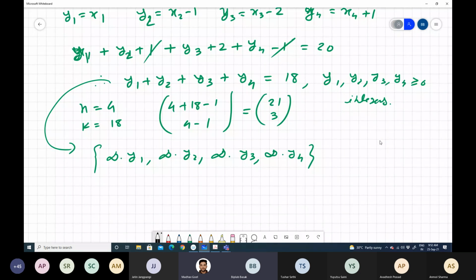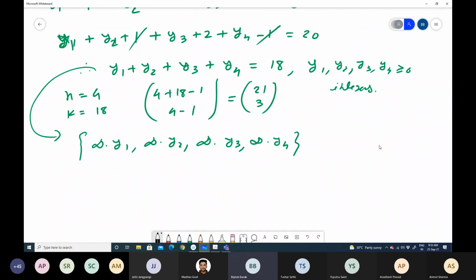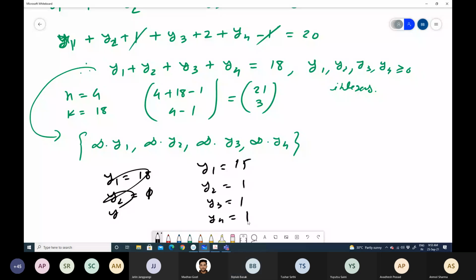So sorry. Okay. Good. So what does it mean? See, here you have non-negative integers, right? And you are taking their sum equal to 18. Now suppose one solution is y1 equal to 18. This is one solution. Say y2 equal to 0 or maybe 1. Say y1 equal to 15, y2 equal to 1, y3 equal to 1, y4 equal to 1. So this one, right? Yes, sir.